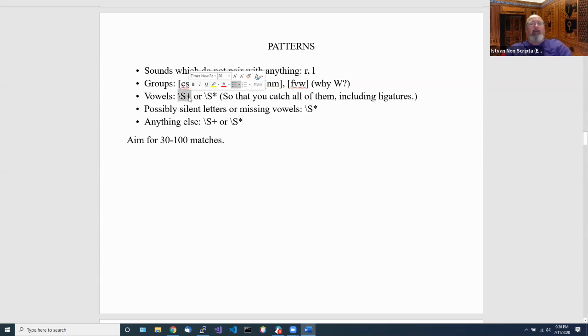Y can sometimes be a vowel. It's much easier to type backslash capital S plus when I know there has to be a sound there. Or a lot of times I'll just put backslash capital S star so that I know there might be a letter here. Let's just put something in here saying, hey, if there's a letter there, include it. Also, either of these will catch ligatures.